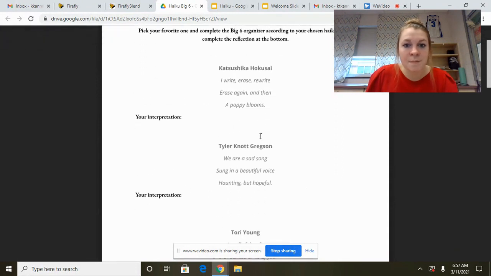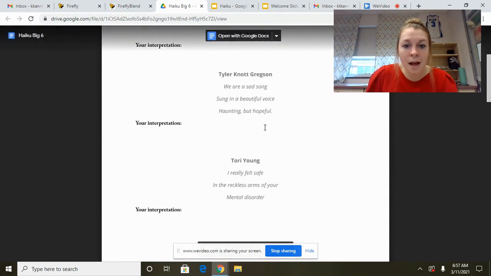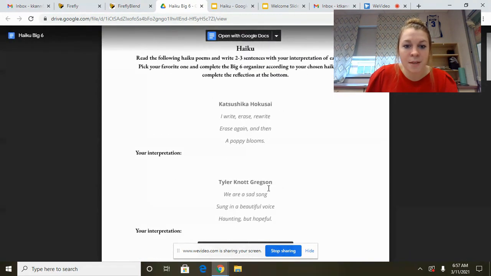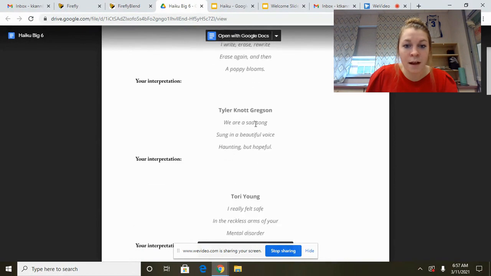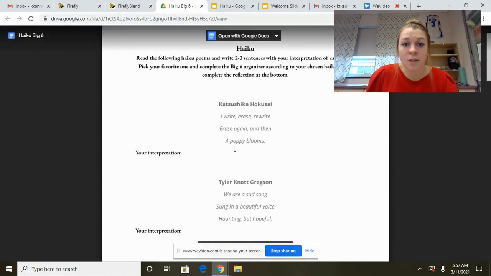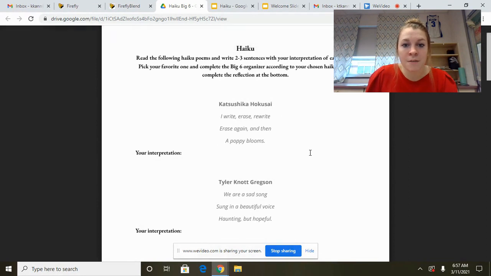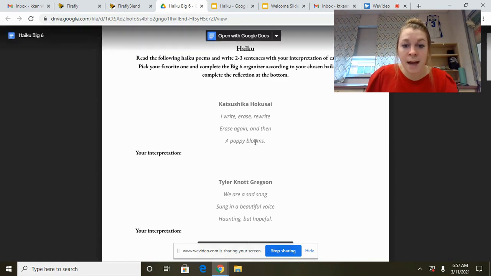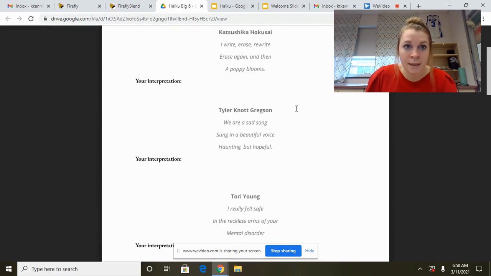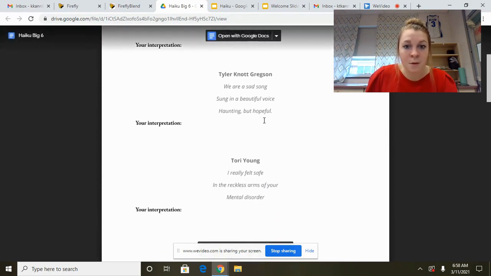So you can see here we have different poets. This one is definitely more of a modern poem. So is this one. And this one is more of an older style poem. "I write, erase, rewrite, erase again, and then a poppy blooms." So here we have the nature aspect of it, but I want you to look at it and try to get the deeper meaning like we did just now with the other poems.